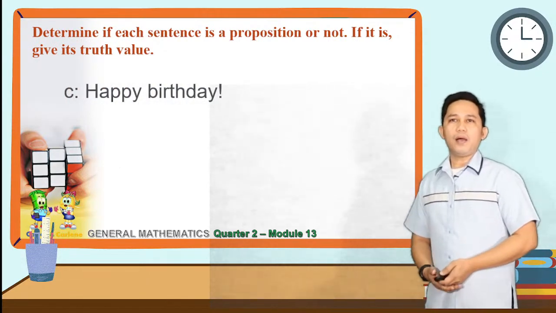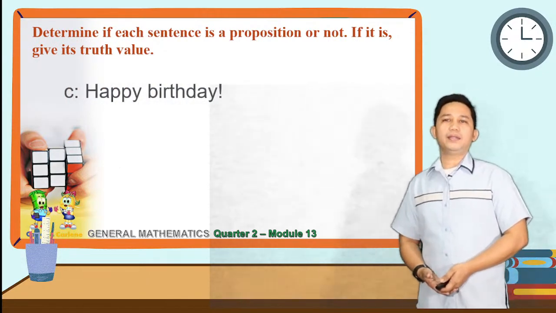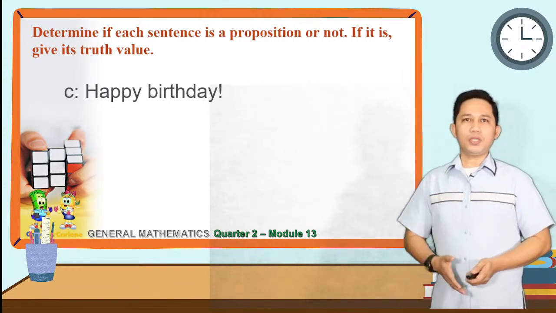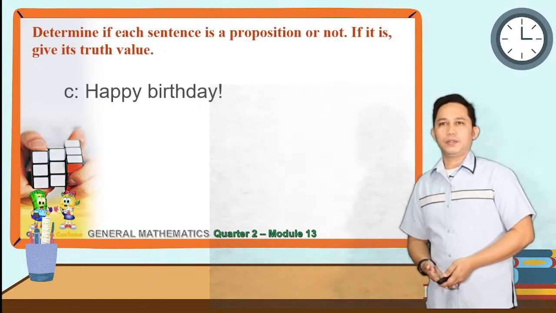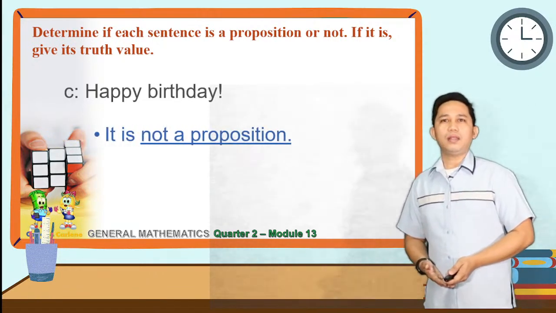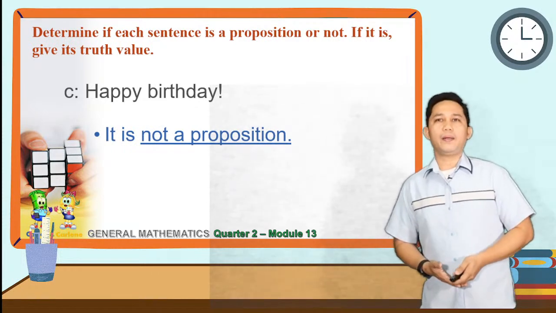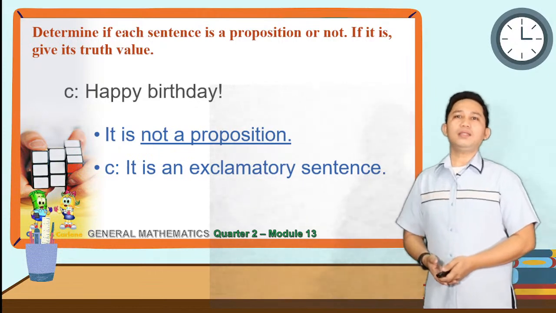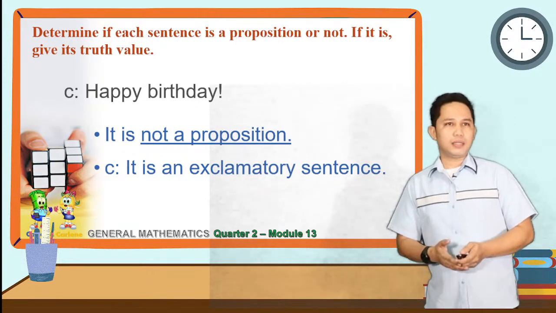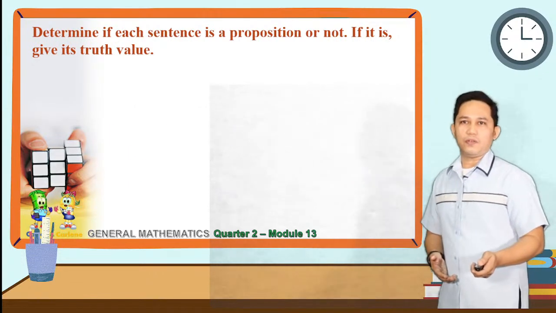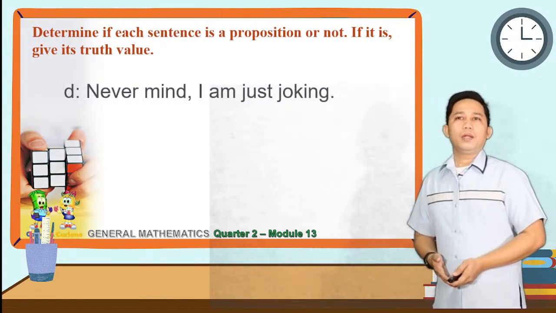Next, we have happy birthday. Is it a proposition or not? Yes, correct. It is not a proposition. Why? Because the sentence is an exclamatory sentence. Okay, are you getting it? Okay, yes, very good.